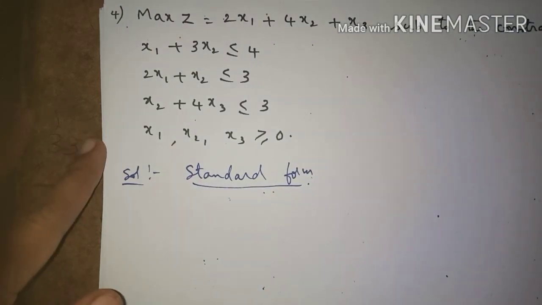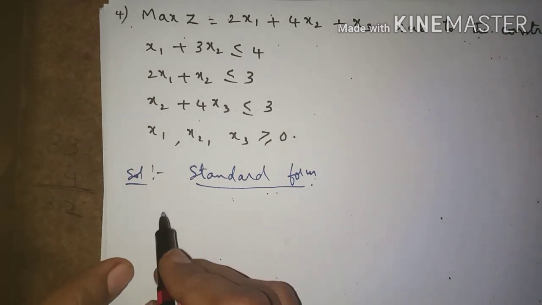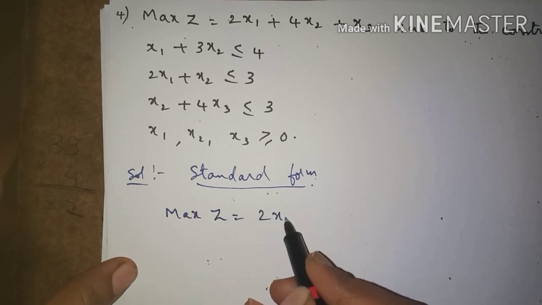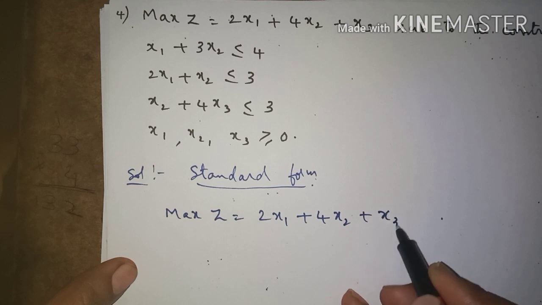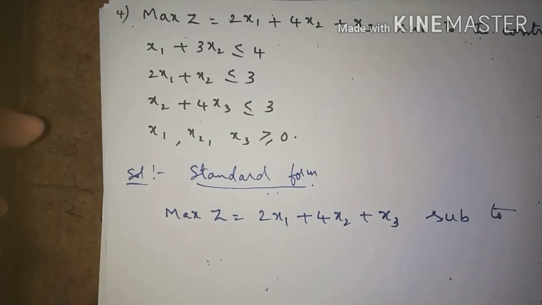Now the standard form, how can you get? The given problem is in the maximization type. That's why no need to touch that one, we can write it as it is. Max z is equal to 2x1 plus 4x2 plus x3 subject to the constraints. The first constraint is having less than or equal to symbol. That's why we have to add one slack variable called s1 on the LHS side of the constraint.